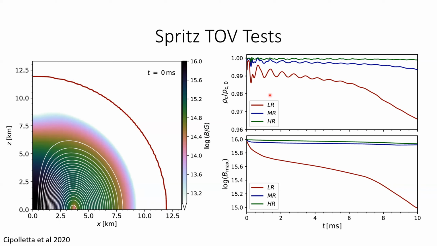On the right panel, you have the evolution, for example, of the mass density at the center normalized by its initial value. You see that by increasing the resolution, going from low to medium to high resolution, the models get closer and closer to the initial configuration. So the oscillations are smaller and smaller, as expected. And at the bottom, you have the evolution of the maximum of the magnetic field. Again, with the high resolution, the maximum magnetic field stays more constant with respect to the lower resolution case.